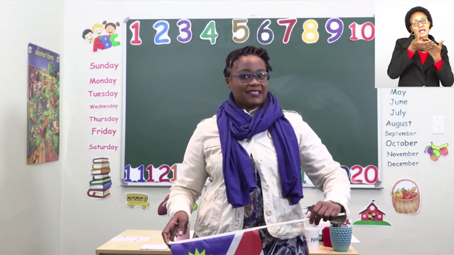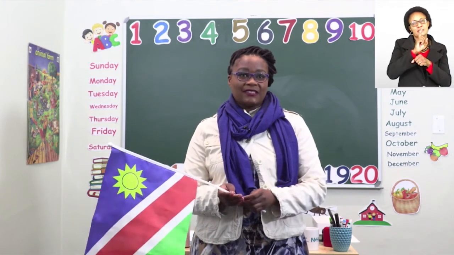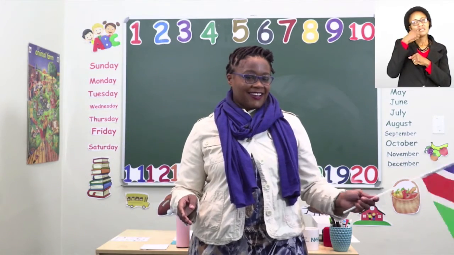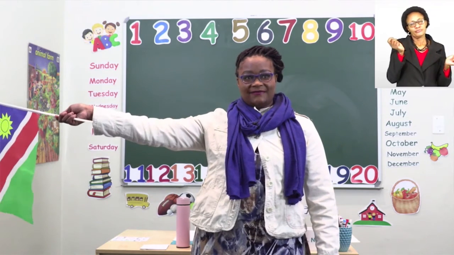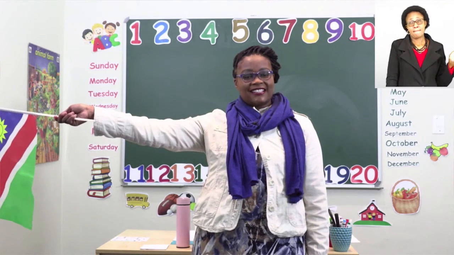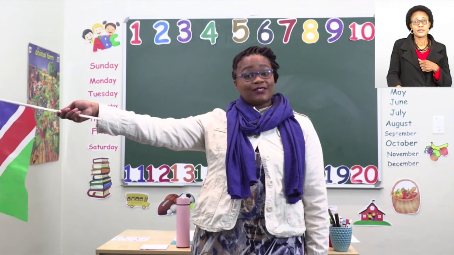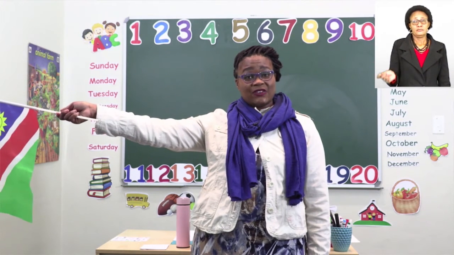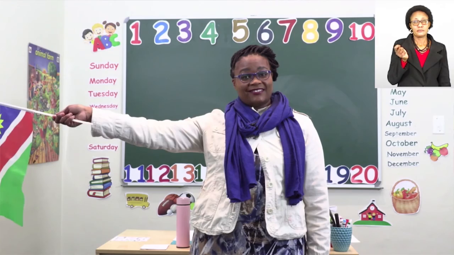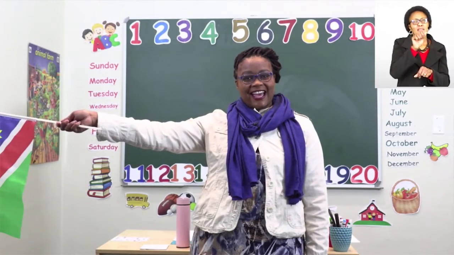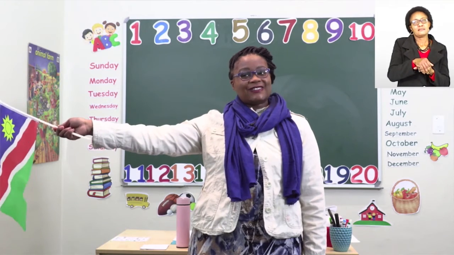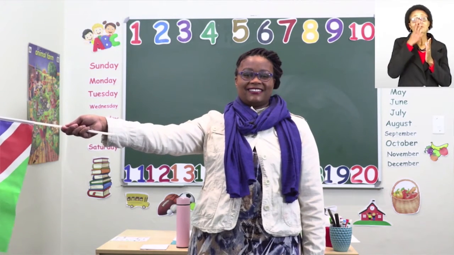So the first one that we can see, the man is holding the flag on this side and it is straight and his hand is down. I want you to take a look at your picture. Which one can you see that looks like me? Yes, that's correct. I would like you to please circle that man.